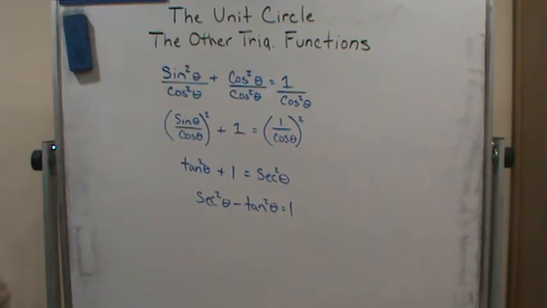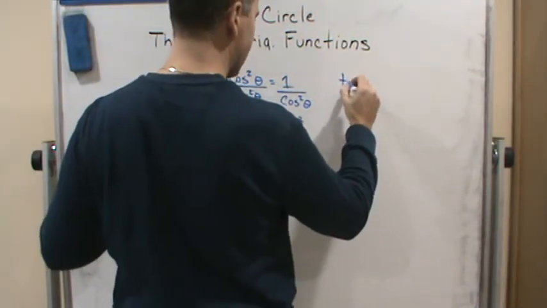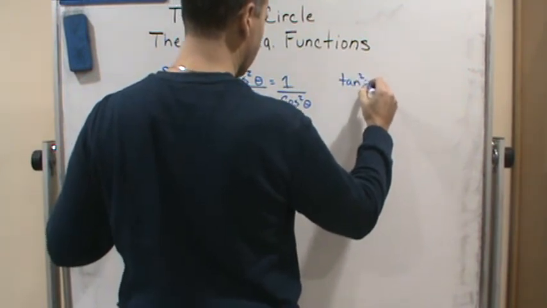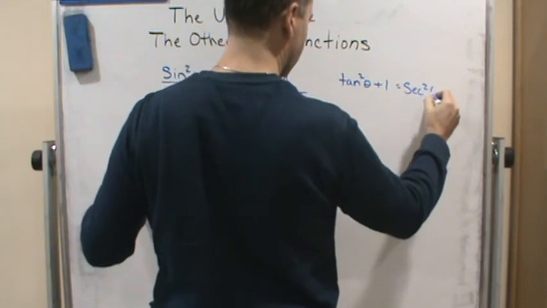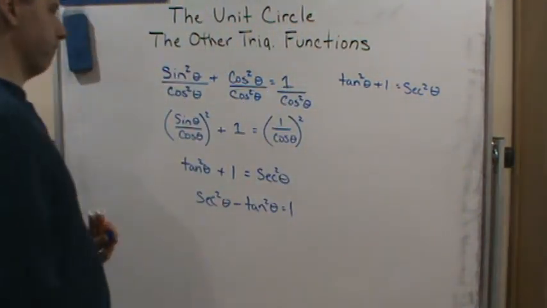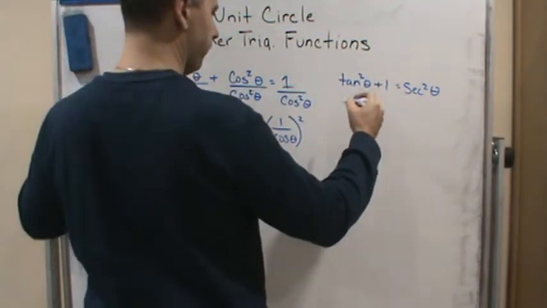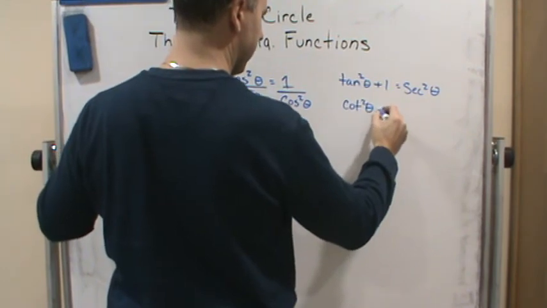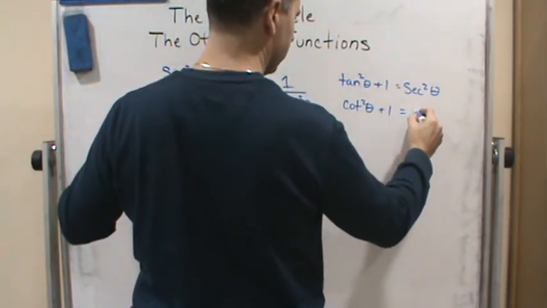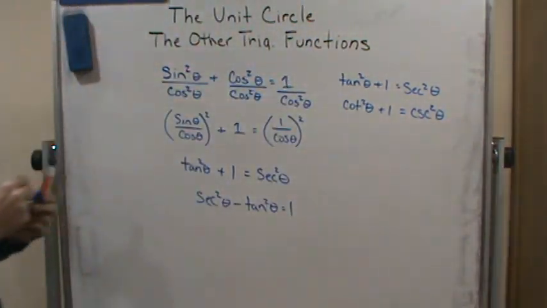Okay, and so the way they usually write them is this. The two other forms are tangent squared theta plus 1 is equal to secant squared theta, right? And the other one is cotangent squared theta plus 1 equals cosecant squared theta.